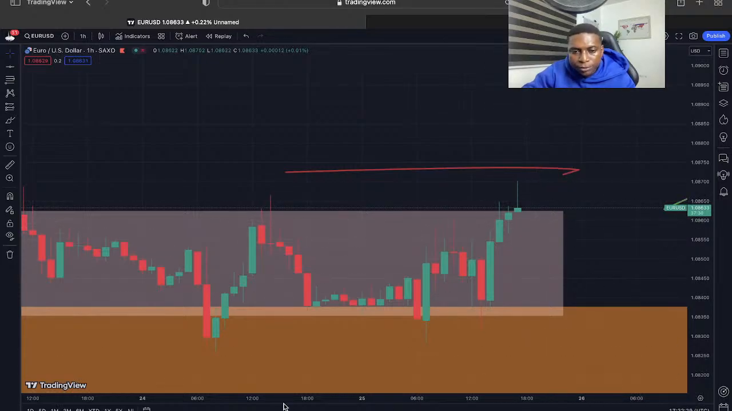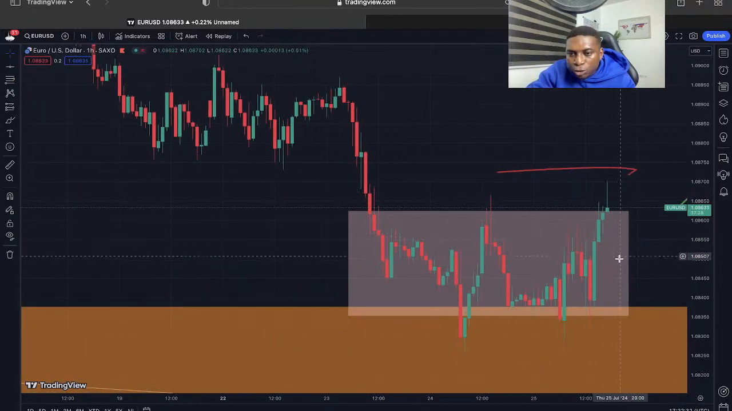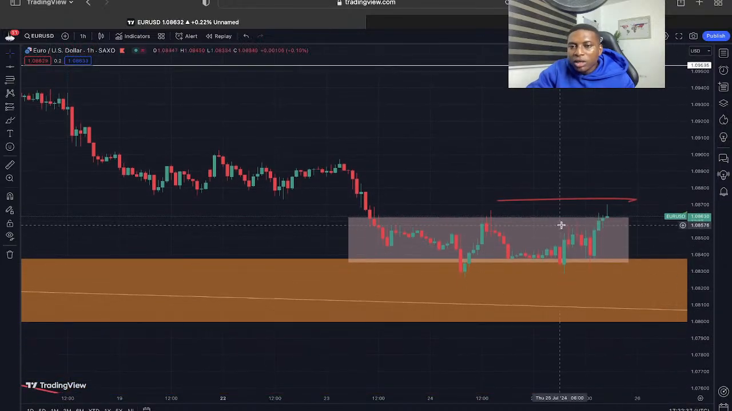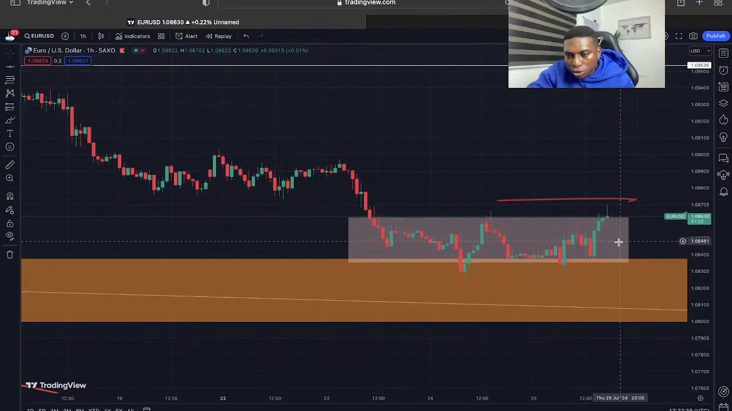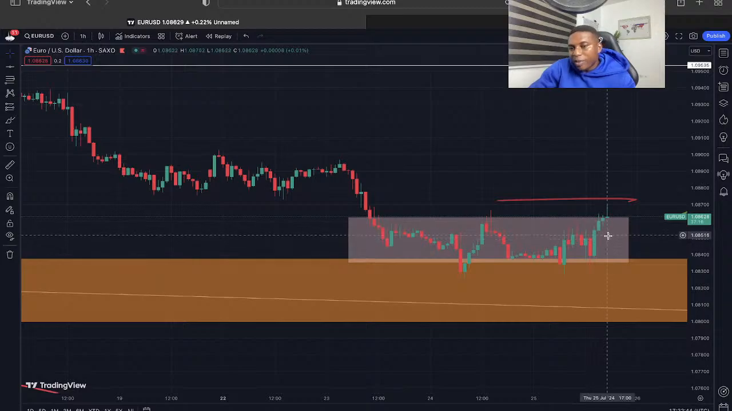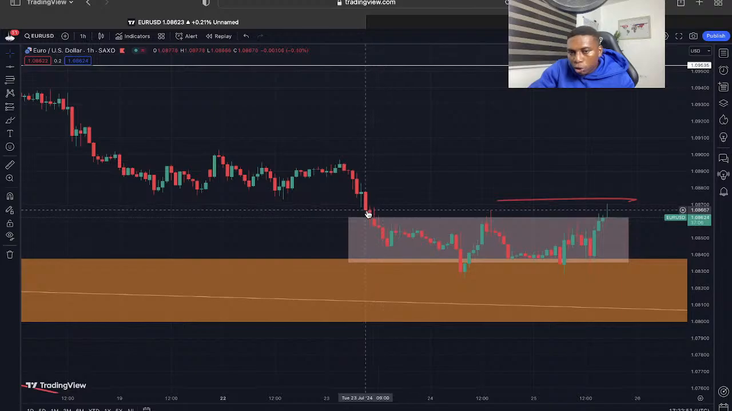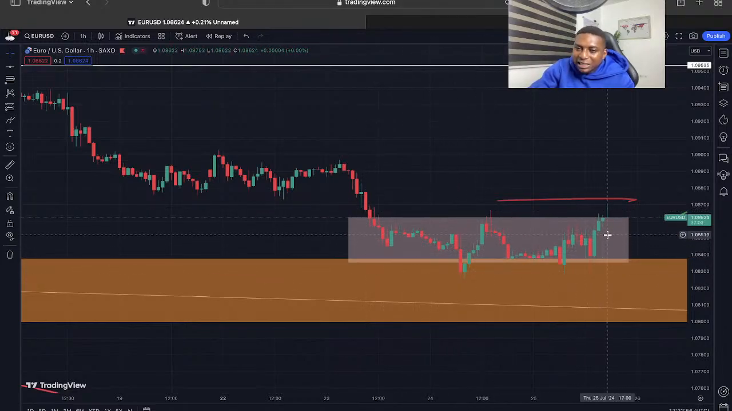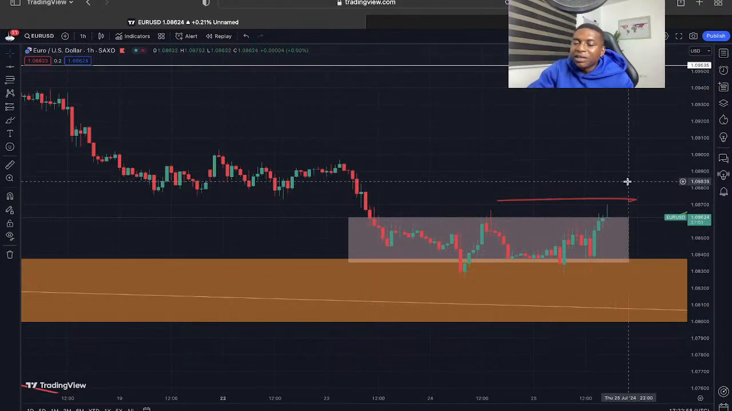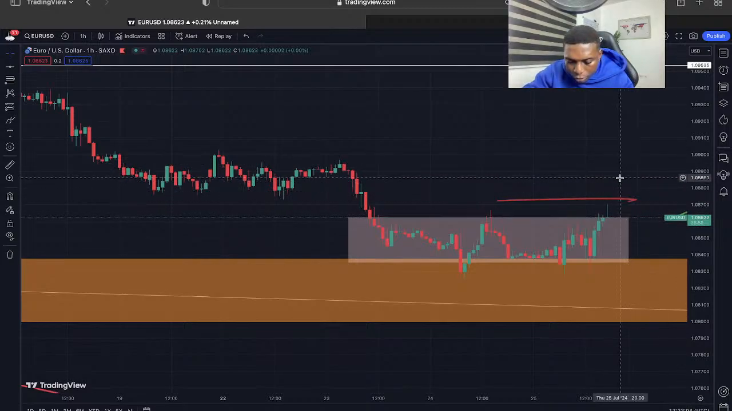But if price goes back into this consolidation zone, then you might want to wait to see what price does next. You just want to watch what price will do from here. Would price break out and close outside this zone, or would price go back up and close outside this box? With this consolidation zone, we can decipher what price would do at the end of the day.